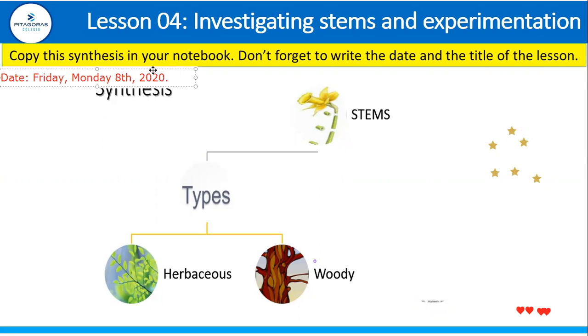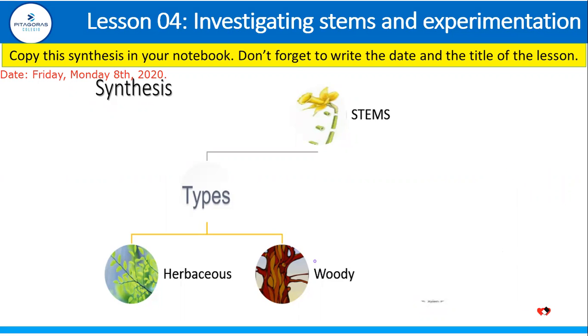Very good, my dear students. So don't forget to write the date, then the title of the lesson. This is lesson number 4, investigating things and experimentations. And then you have to copy our synthesis. We talk about the stems, the types, 2 types, herbaceous and woody. Please don't forget the types of the stems.